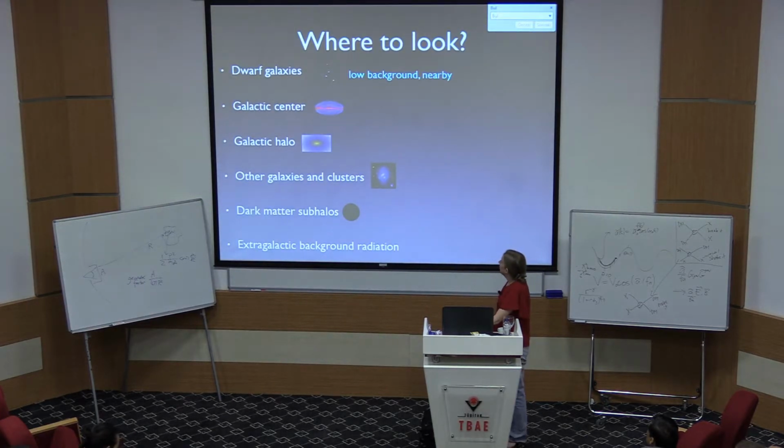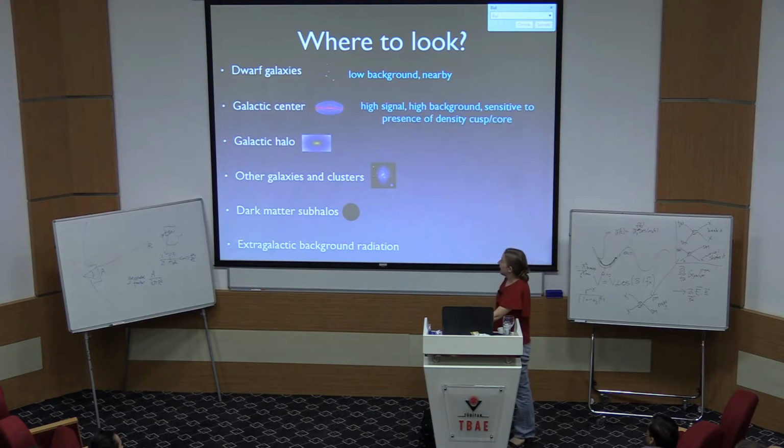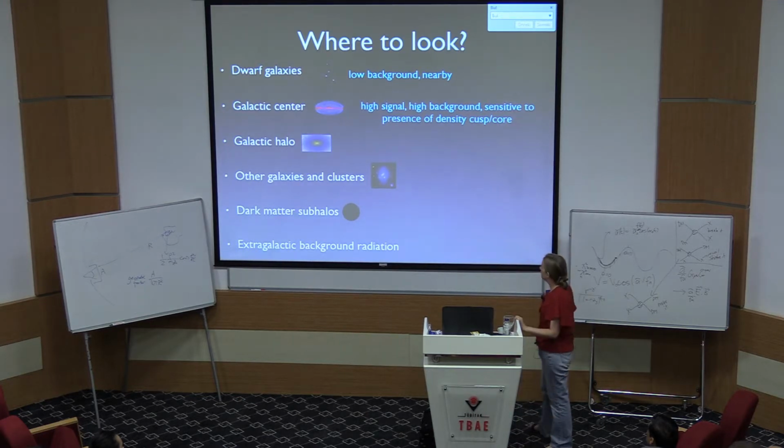So for these photon and neutrino searches, your question then becomes, where should we look, with the zero-thought answer being, of course, you look everywhere. But these are the advantages and disadvantages of each location. So the dwarf galaxies are orbiting the Milky Way. They're relatively close to us. They're also relatively low background. They're generally where the most robust constraints come from for these annihilation searches.